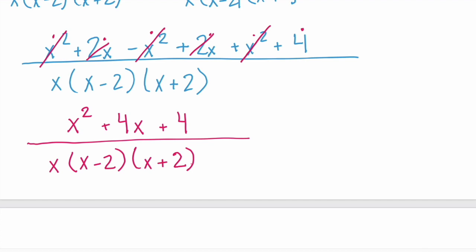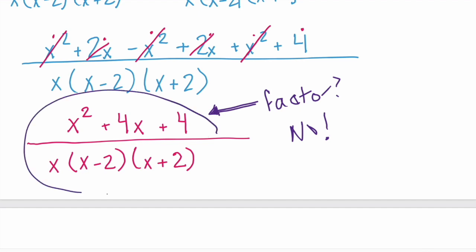And the last step is to take a really good look at that numerator, that polynomial. Can you factor that polynomial? If you can factor it, then you need to factor it and continue to simplify it with that denominator. This polynomial can't be factored. So our final answer is actually x squared plus 4x minus 4 over x times x minus 2 times x plus 2.